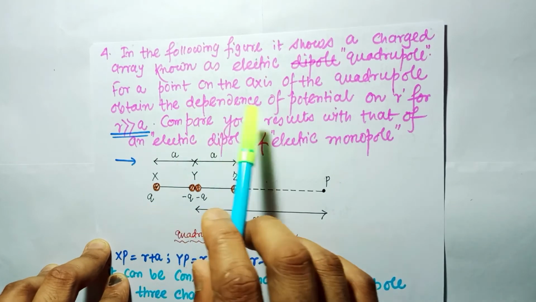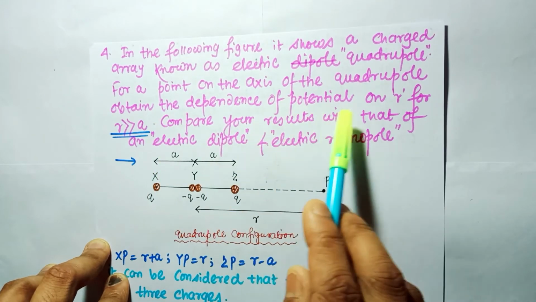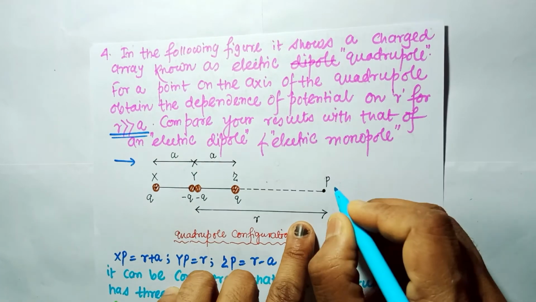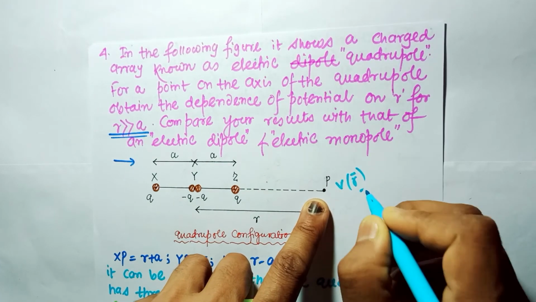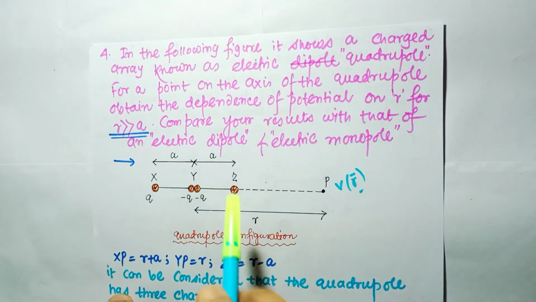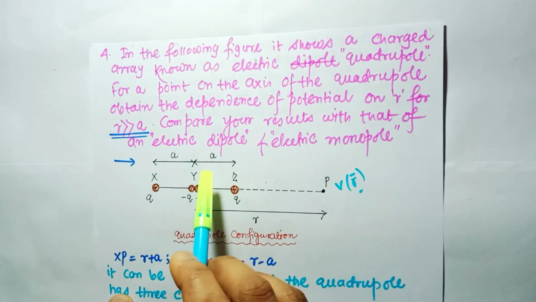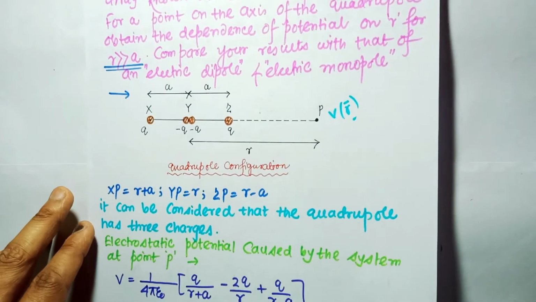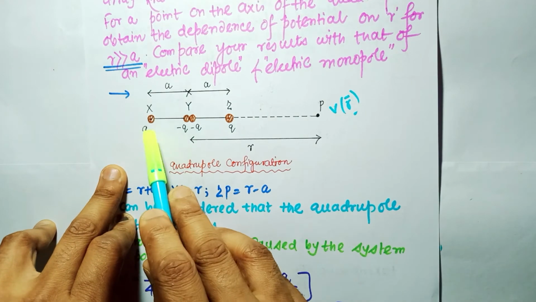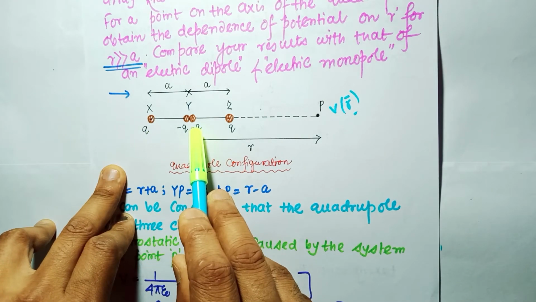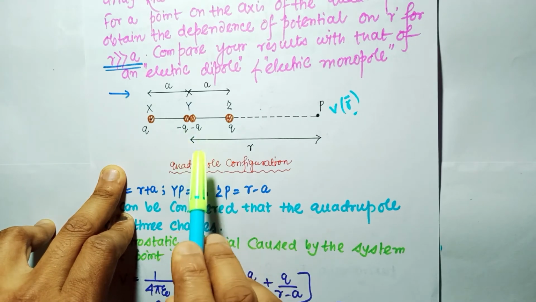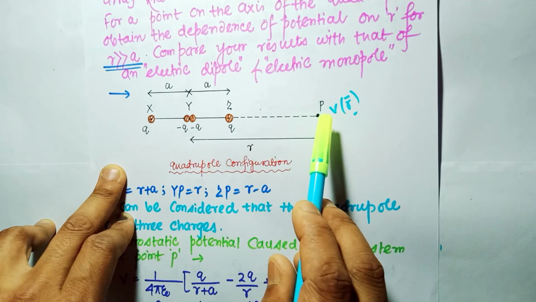For a point on the axis of the quadrupole, obtain the dependence of the potential. Suppose at the point P, I need to calculate the potential V as a function of r. Compare your result with that of an electric dipole and an electric monopole. Monopole means a single charge. This is the quadrupole configuration I have drawn here: Q, minus Q, and at the same point again minus Q, and plus Q. From the center of the quadrupole at a distance r, at the point P, I need to calculate the electric potential.